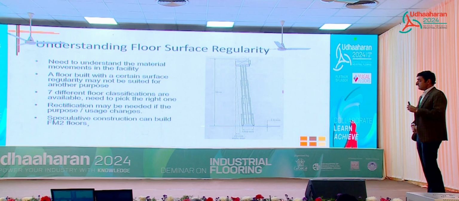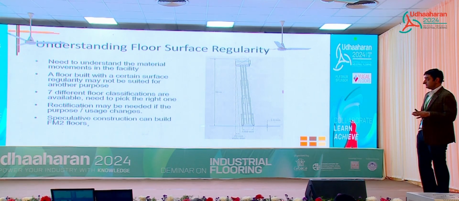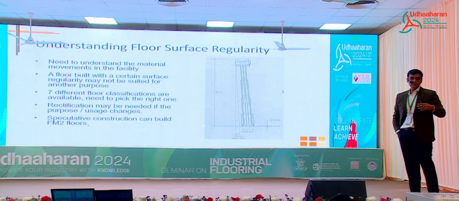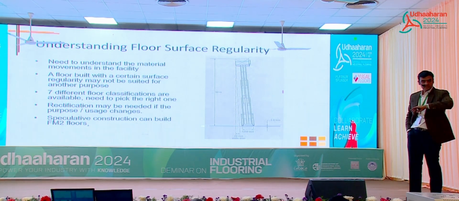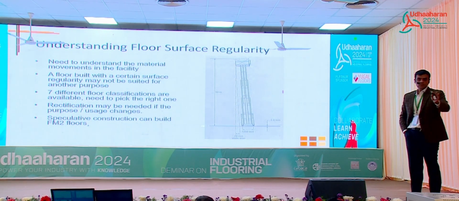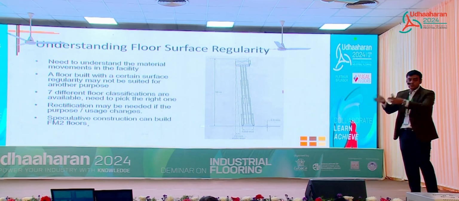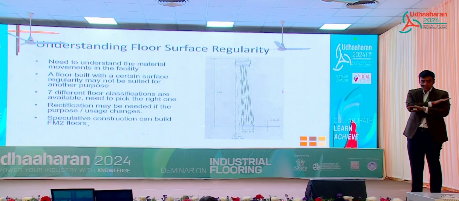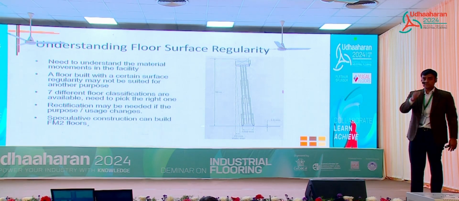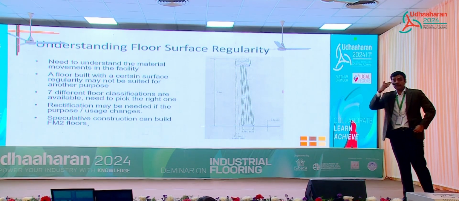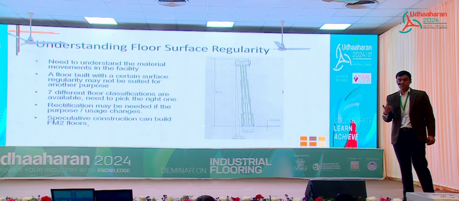So what is very important to know is a floor built with a certain surface regularity may not be suited for another purpose. You might come to me and say, I'll pay you a fortune, just give me like a 1 mm floor. I can give you 1 mm floor. That is how we build DM floors. But then if you're using a DM floor to run your factory, your floor is going to be in very bad shape after 6 months, because a DM floor has a construction joint every 4 meters that we cannot protect with an armor joint even if we want to, because that is how a DM floor is constructed.